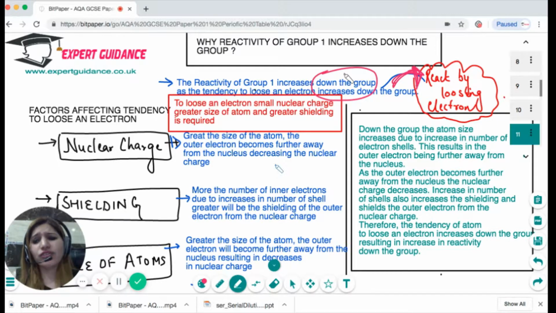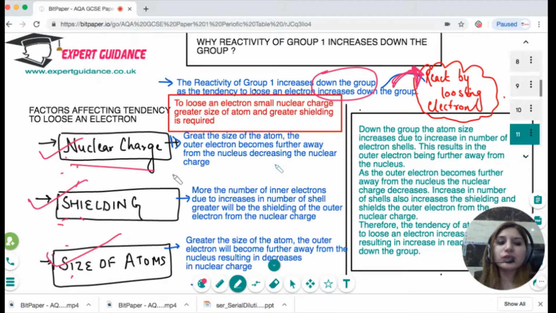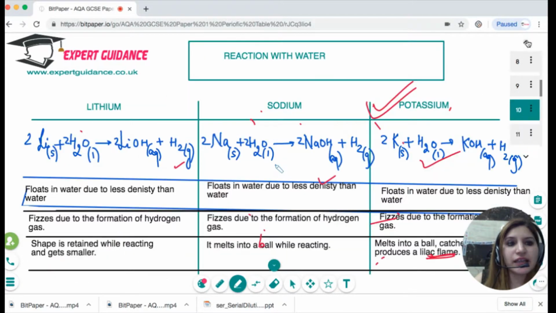Now the question is, why does it increase down the group? Now, the tendency to lose an electron depends on these three factors, and all these three factors contribute to an increase in tendency of the alkali metals to lose an electron down a group. First is the nuclear charge. Now, if the nuclear charge is smaller, the outer electron will be weakly held by the nucleus and can be lost easily.